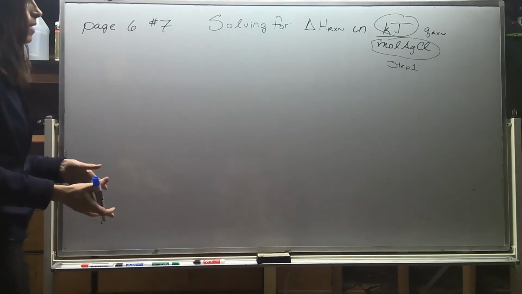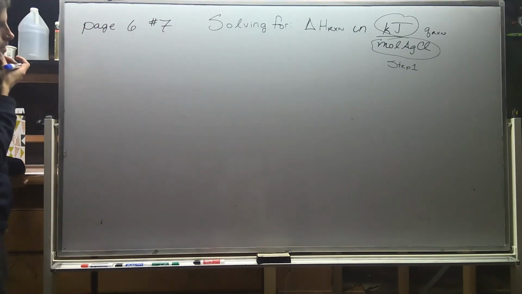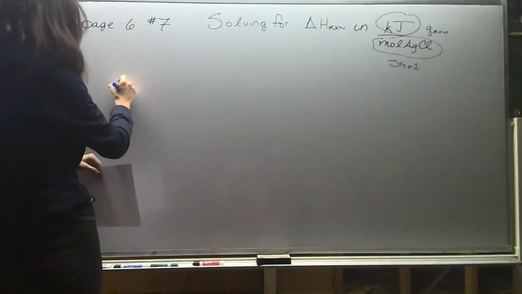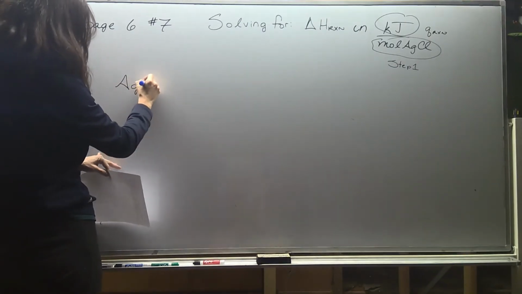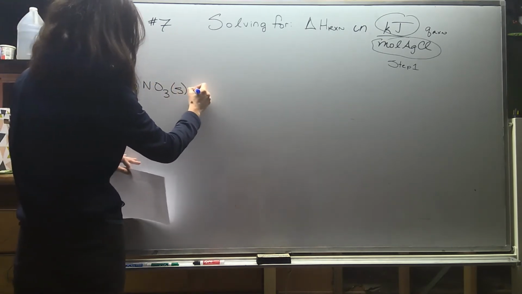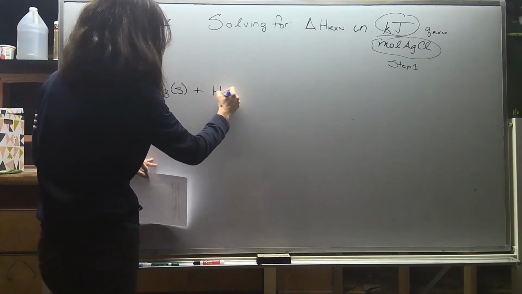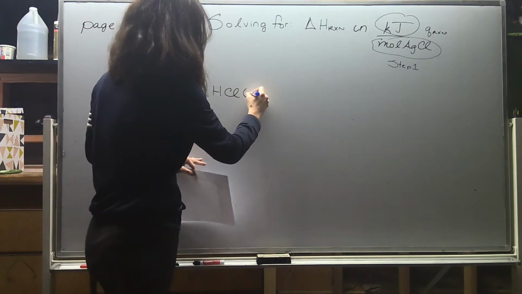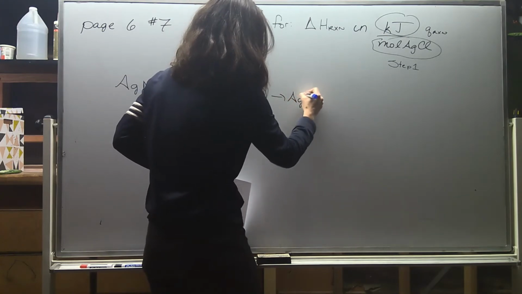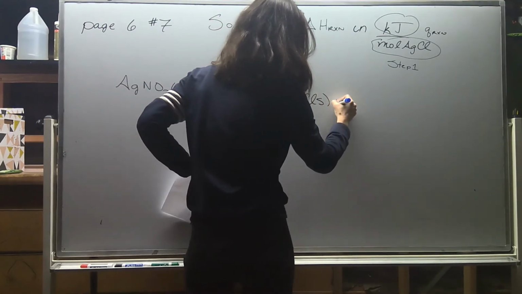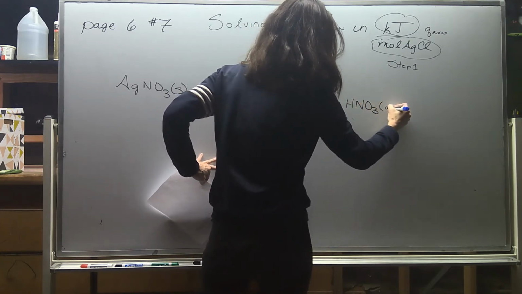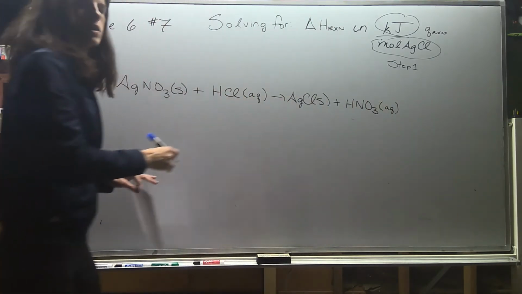So let's start with step 1, and we'll set up an ICF table here. And we're given the balanced reaction. It's a precipitation reaction. I'm going to write that out so you can fill out my ICF table. The reaction is balanced. It's all 1 to 1 to 1.